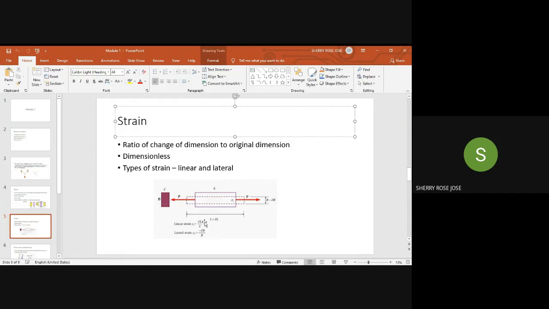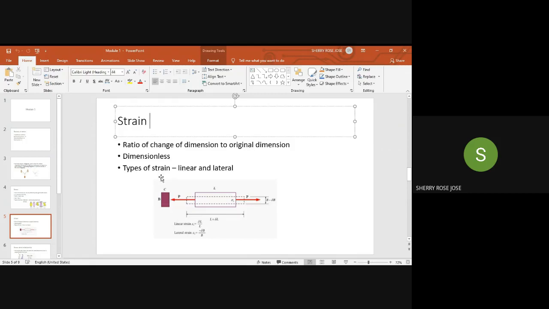And what will be the unit of strain? Delta L is the change in dimension. What is the unit of change in dimension? That will be meters, isn't it? Now, what will be the unit of the original dimension? Length, meter. So both of them have the same unit, and so what happens? The strain will not have any unit. It will be dimensionless. Always remember that strain does not have any unit.